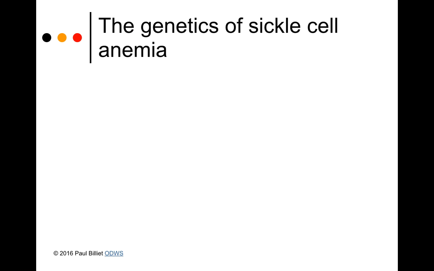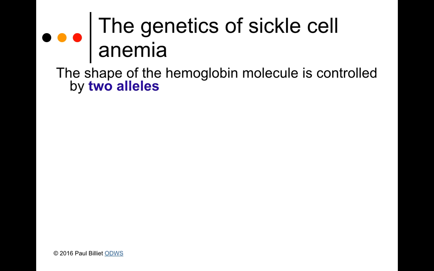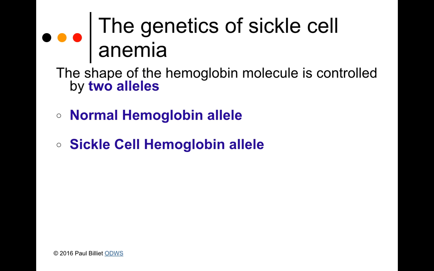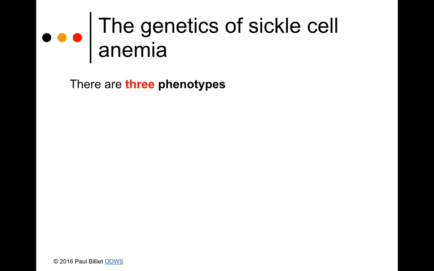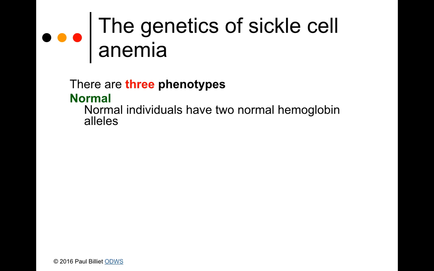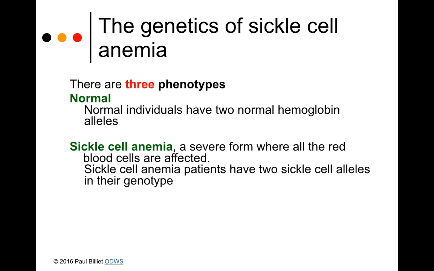The genetics of sickle cell anemia: the shape of the hemoglobin molecule is controlled by two alleles, the normal allele and the sickle cell allele. There are three phenotypes with the different allele combinations. We have normal, where individuals have two normal hemoglobin alleles. Or we have sickle cell anemia, a severe form where all the red blood cells are affected. Sickle cell anemia patients have two sickle cell alleles in their genotype.